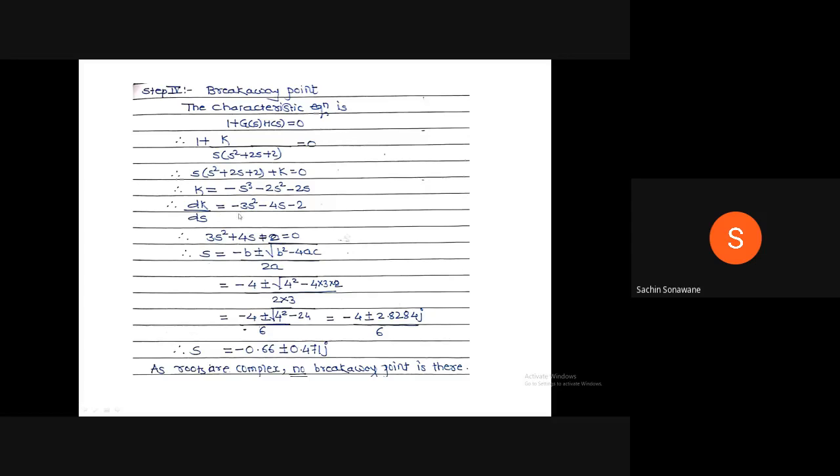Therefore, dK by ds, we have to differentiate it. dK by ds is equal to minus 3s square minus 4s minus 2. Therefore, 3s square plus 4s plus 2 is equal to 0. Solve this quadratic equation. Therefore, s is equal to minus 0.66 plus minus 0.471j.